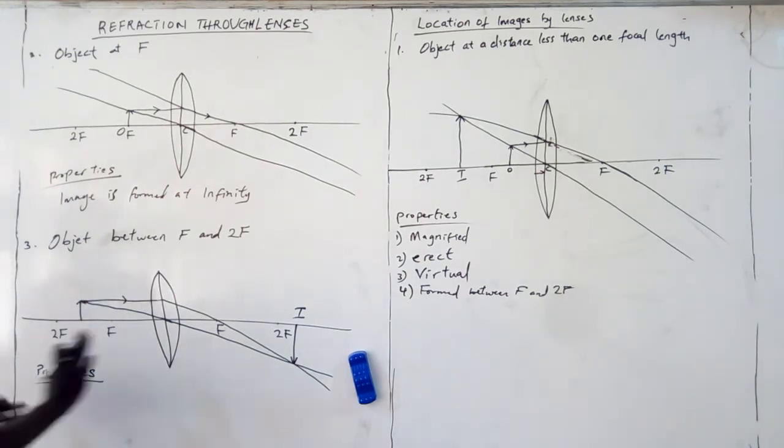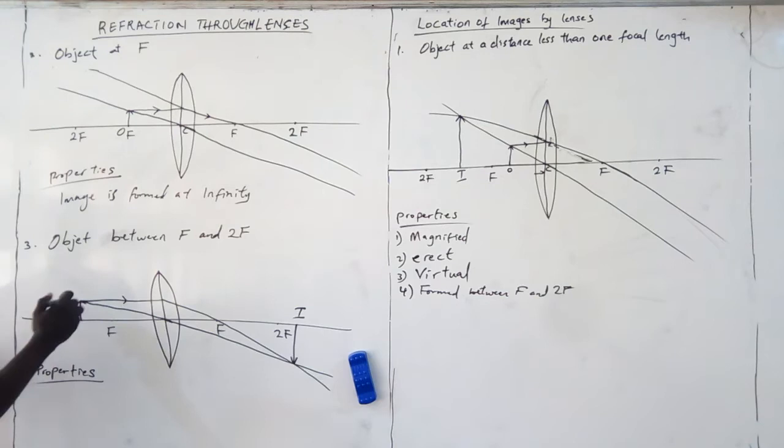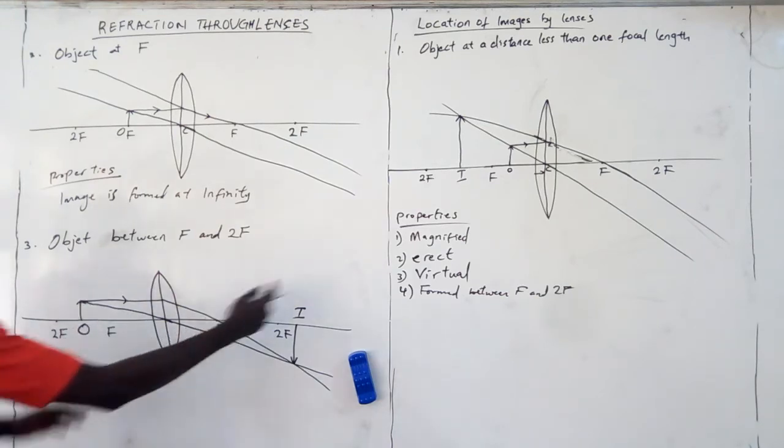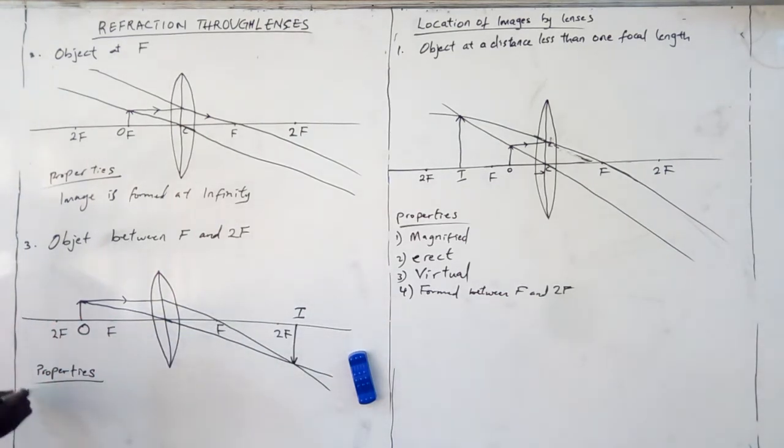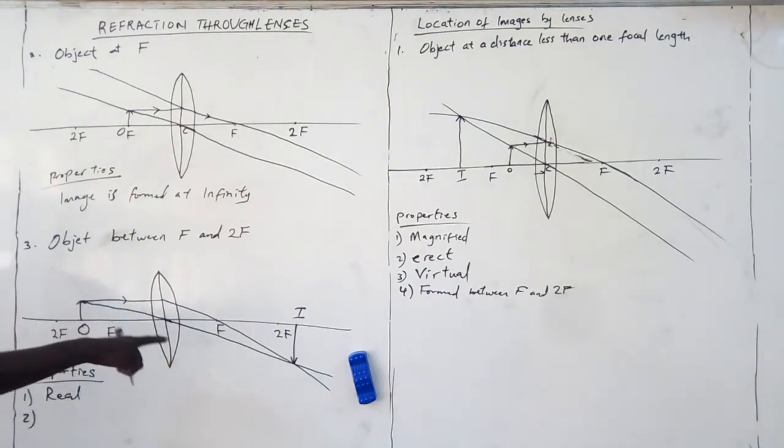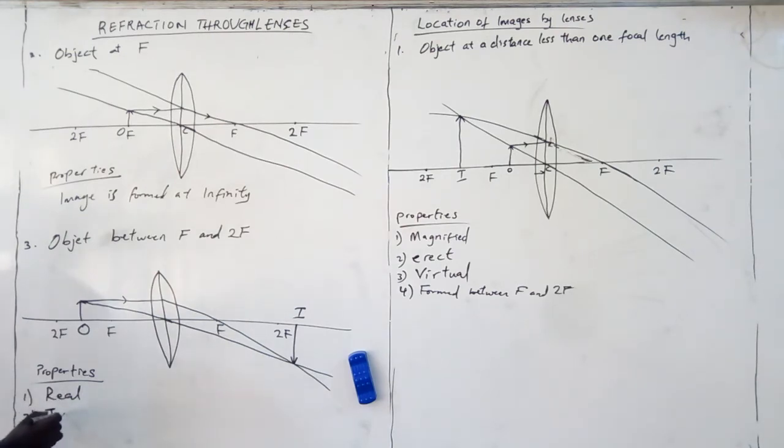One, we can see that this is where the object is and the image is at the other side. If that happens, the image formed is real. Then two, look at the arrows, they are inverted, so the image is inverted. Three, the image is magnified, so it's bigger than the object.